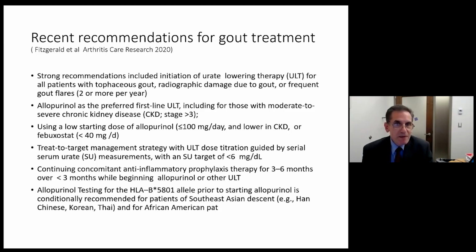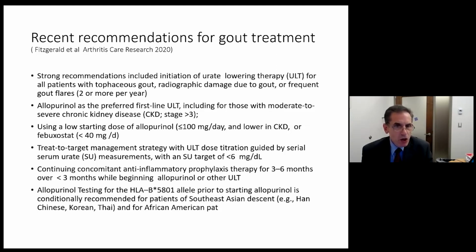Here are the recent recommendations for gout treatment that have just been announced. The strong recommendations include initiation of urate-lowering therapy, such as allopurinol, for all patients with tophaceous gout, radiographic damage due to gout, or frequent gout flares, meaning more than 2 per year. Allopurinol is the preferred first-line agent, and including in that group are moderate to severe chronic kidney disease patients.